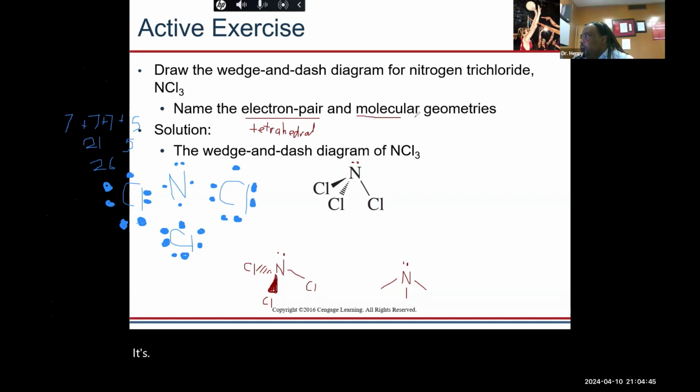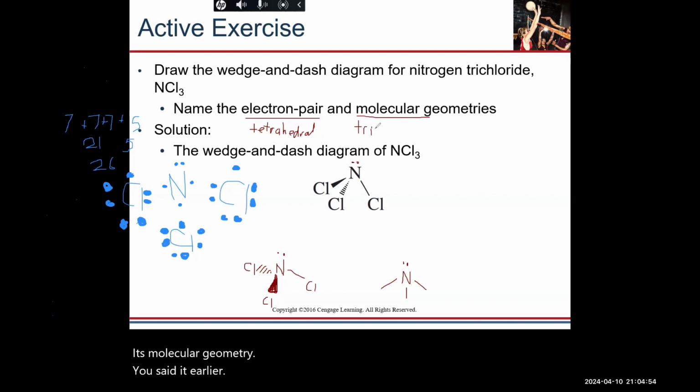And its molecular geometry, you said it earlier. Trigonal pyramidal. So what's the difference between electron pair and molecular geometries? I still don't get that.